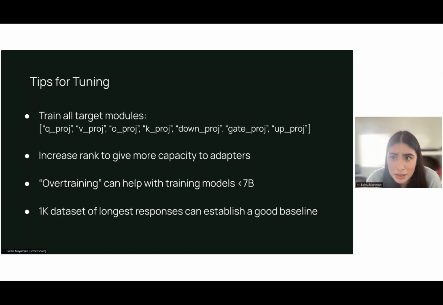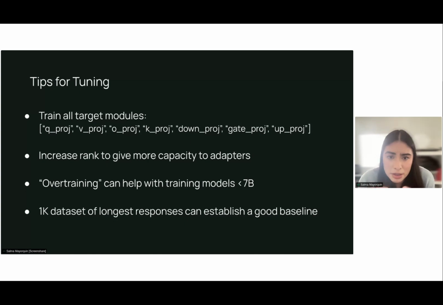First, train all of the target modules. So again, because we are training such a small amount of parameters that we're then injecting into the base model, we want to make sure that we train as many of those, the small percentage as possible. We also, in the parameters that we want to adjust, you want to increase the rank parameter. This gives more capacity to the adapters. So essentially, it just perturbs the model a bit more into what the adapters have been trained to do.